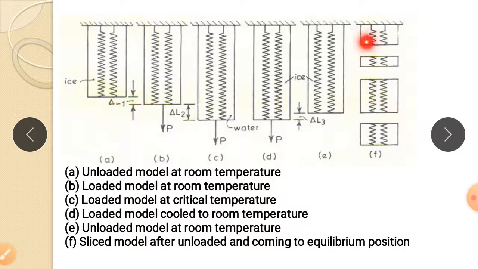This stress freezing condition is going to have some stresses inside the spring. So what they do, they make slices of this model, and wherever you require the stress analysis, that slice is taken for analysis, such as in the polariscope, where they place the model and check what stress is present here. Like that, the stress freezing method is considered in the model.